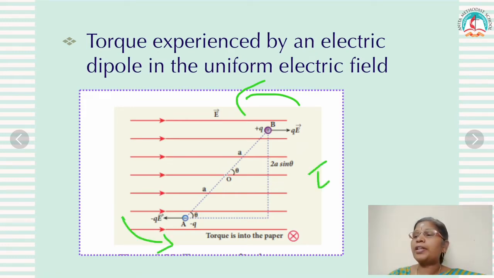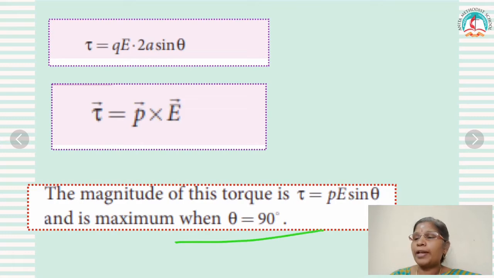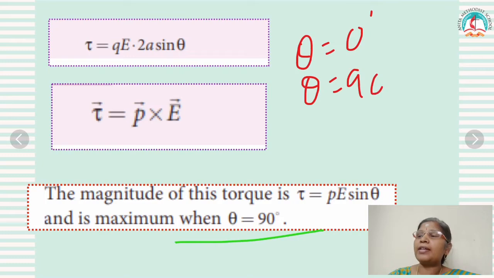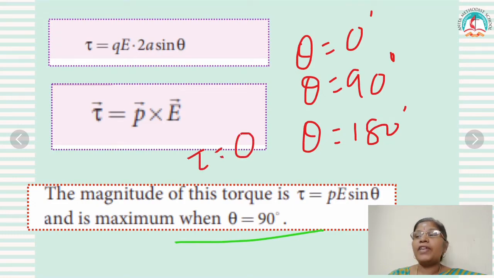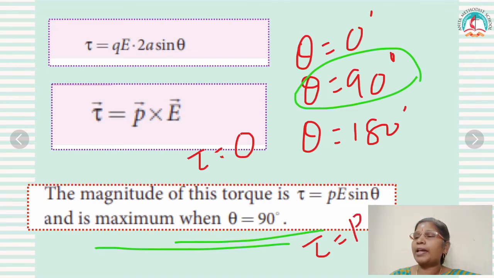Then you are calculating the value of torque: torque equals P sin theta. This is the formula for torque. Any formula that ends with theta, what will you do? You will substitute theta equal to 0 degree, 90 degree and 180 degree. When theta is 0 degree, tau equals 0. It is maximum when theta equals 90 degree, since sin 90 equals 1, and you get torque equal to P multiplied by A.